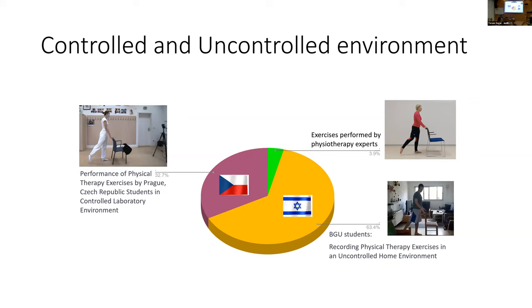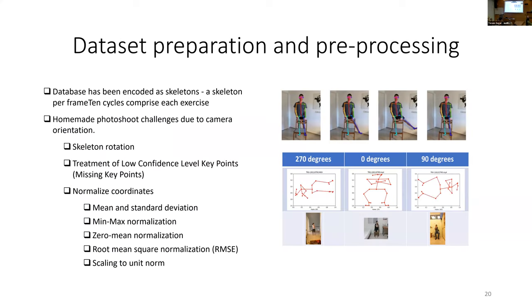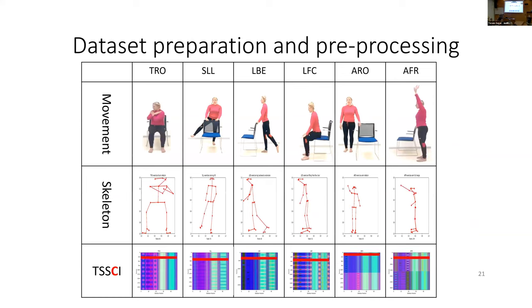You can see the student here performing the exercise, but look how his leg is covered, because he's not aware of the situation. This is the home environment. And this is the expert, and both of them are trying to do the movements as best they can. We had some challenges to organize, and because the time is short, I will run a little bit faster. At the end of the day, we got a data set which contained different exercises. All of them we extracted to skeletons, and then we converted them to TSSCI.